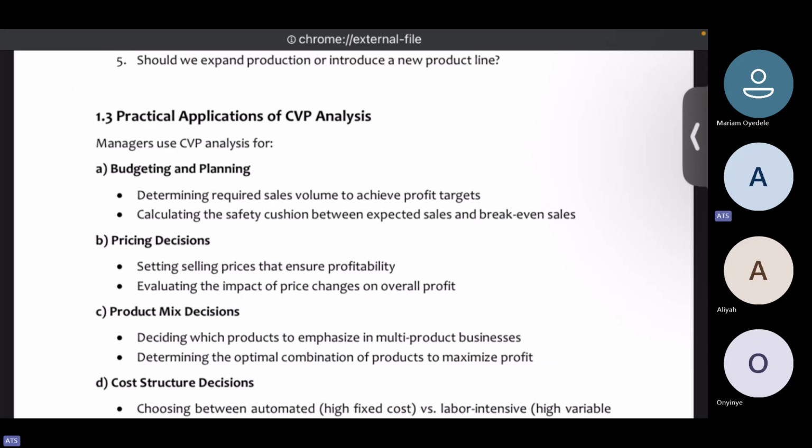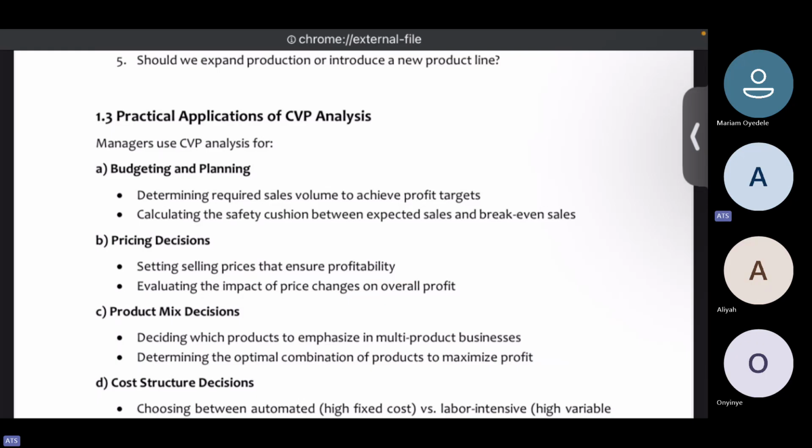That means they use it to determine the required sales volume to achieve target profit. So at the beginning of every year, you might have a target profit. It might be a percentage increase from the one you had the previous year or something different. So you can use CVP analysis to analyze and determine the required sales volume that will hit that target. It is also used to calculate the safety cushion between expected sales and break-even sales. As we go further into the class, I'll explain what all these terms mean.